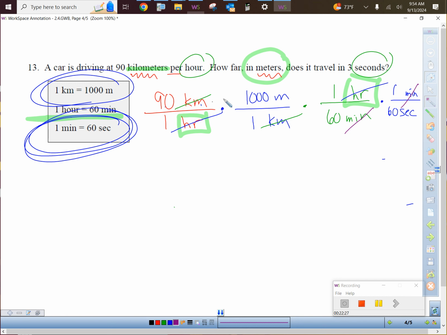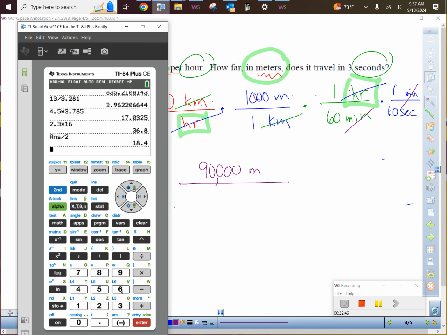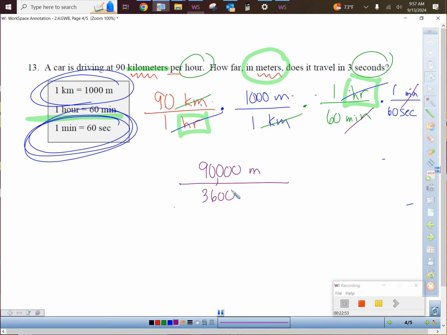Let's multiply all the stuff up top. It's 90 times 1,000, times 1 times 1. And I'm going to put the label up there with it. 90,000 meters is upstairs. And then downstairs, it's 1 times 1 times 60 times 60. So I can forget about the ones. It's just 60 times 60, and there's 3,600 seconds. So the labels were still there.